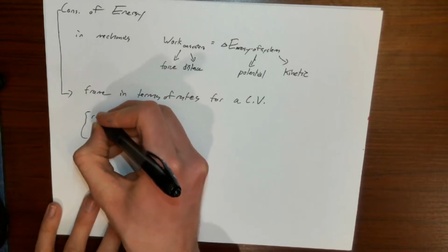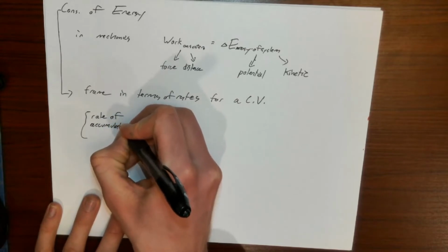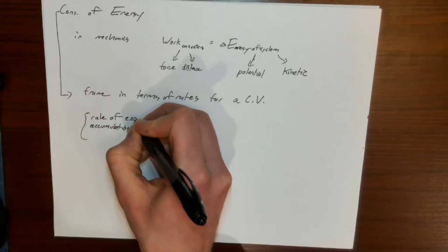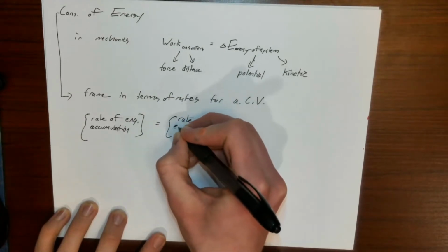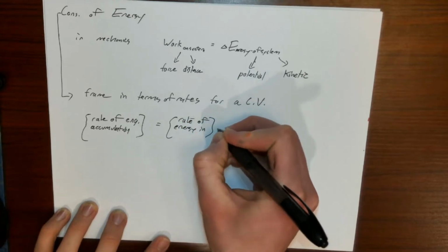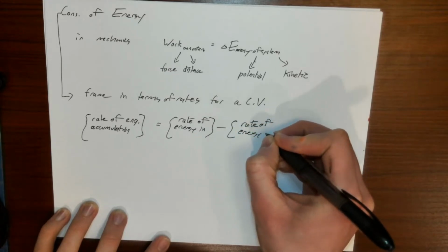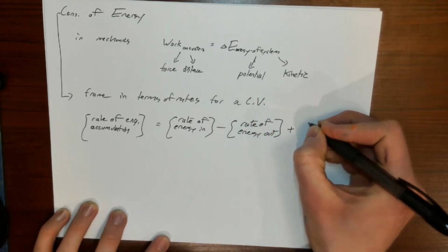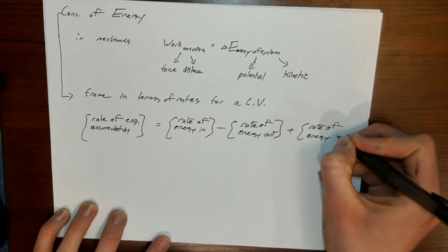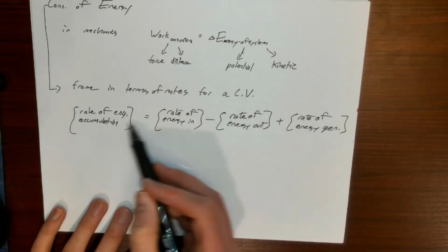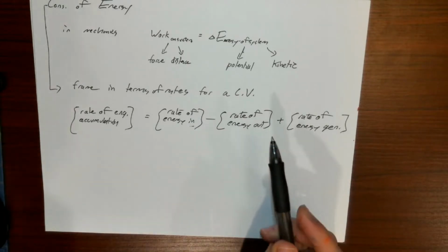And we'll talk about a very detailed version of this in a future lecture, but you can basically say, hey, there's a rate of energy accumulation, and that's going to be equal to the rate of energy in minus the rate of energy out plus the rate of energy generated within our control volume. So we can frame energy in the same way that we framed, at least qualitatively, all our other ones.